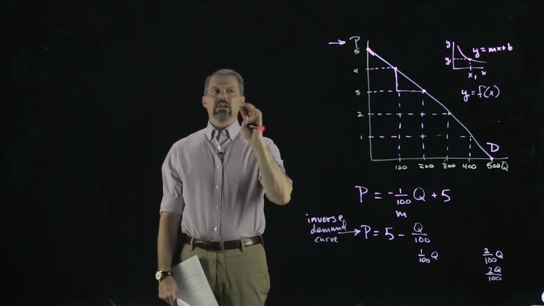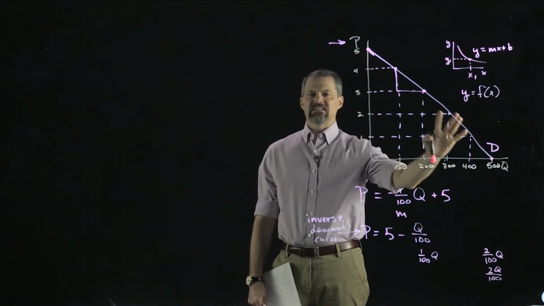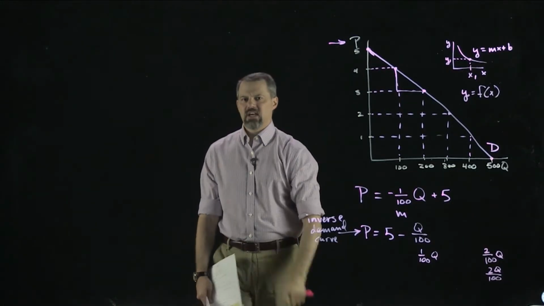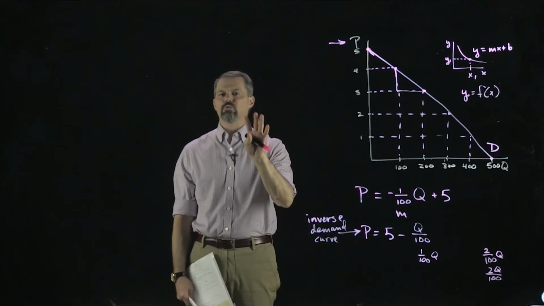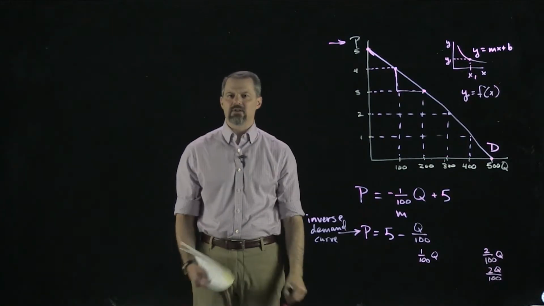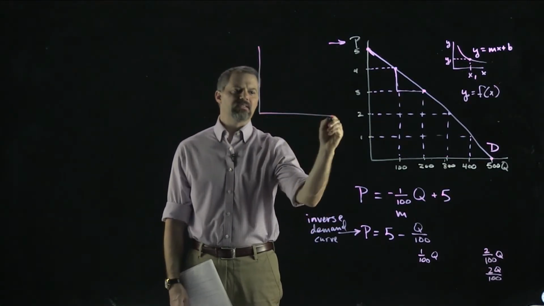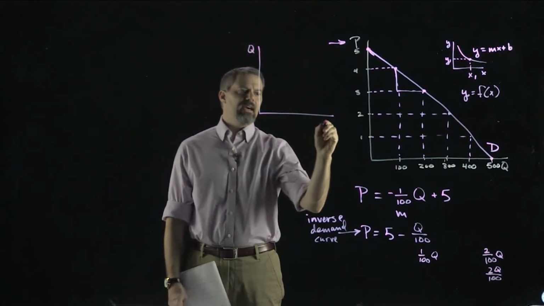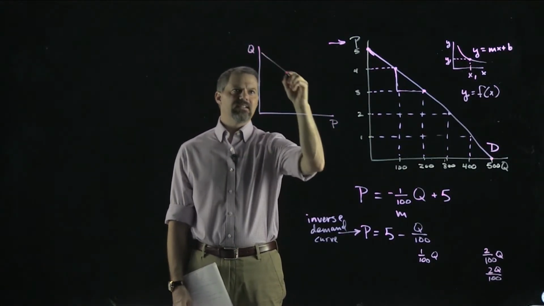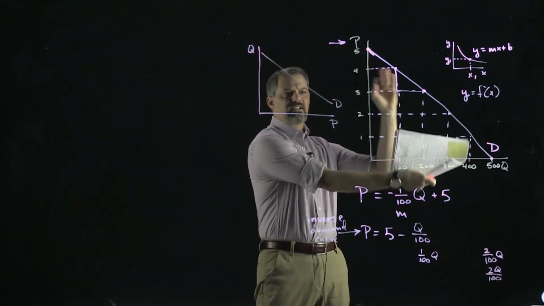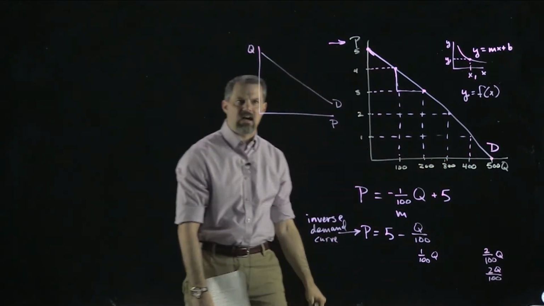So if this is what you've been seeing your entire history of your education in economics, then you haven't really actually seen a demand curve, because a demand curve is drawn in this space. It's got Q up here and it's got P down here, and it's still downward sloping. If you take this picture and you invert it, it's still going to be a downward sloping line.